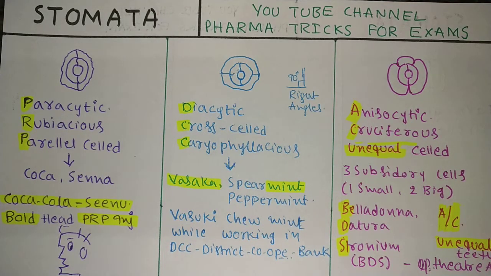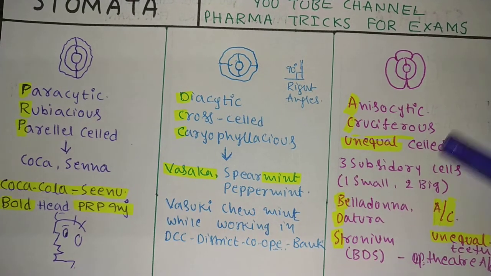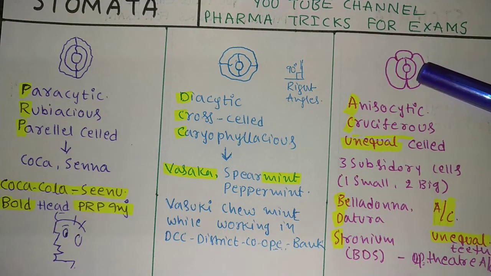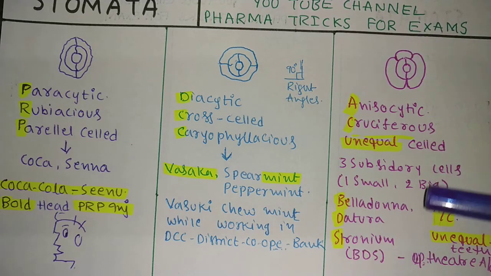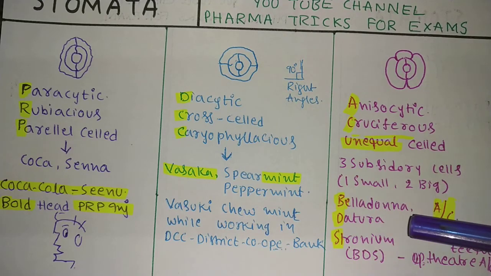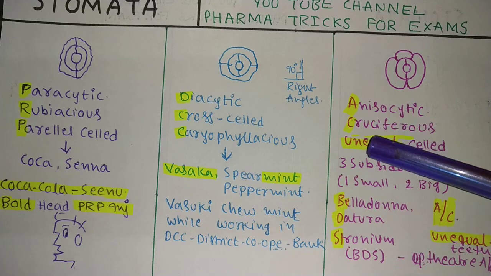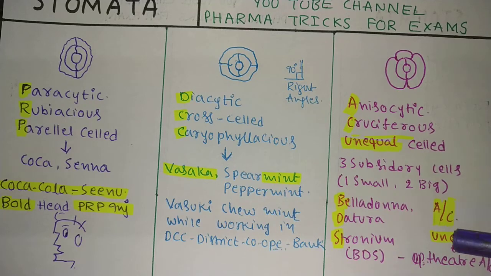Next, anisocytic stomata, also cruciferous, unequal-celled. The name itself indicates it. See, all three cells are unequal: three subsidiary cells, one small and two big. How to remember this? Anisocytic A, cruciferous C, both are the same: unequal. AC is unequal. AC is not equal throughout the room. Like that you can remember.